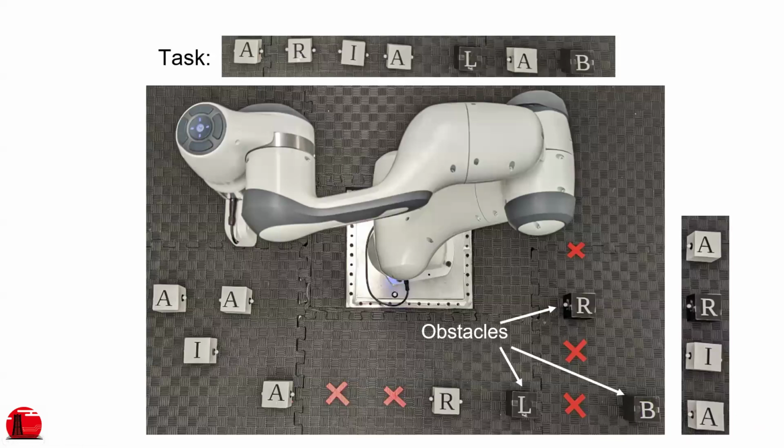Consider a robot as shown in the picture. The robot is tasked with spelling ARIA lab either horizontally or vertically. We also have a human that can move objects around. Now let's see a rollout of a strategy computed using prior works.